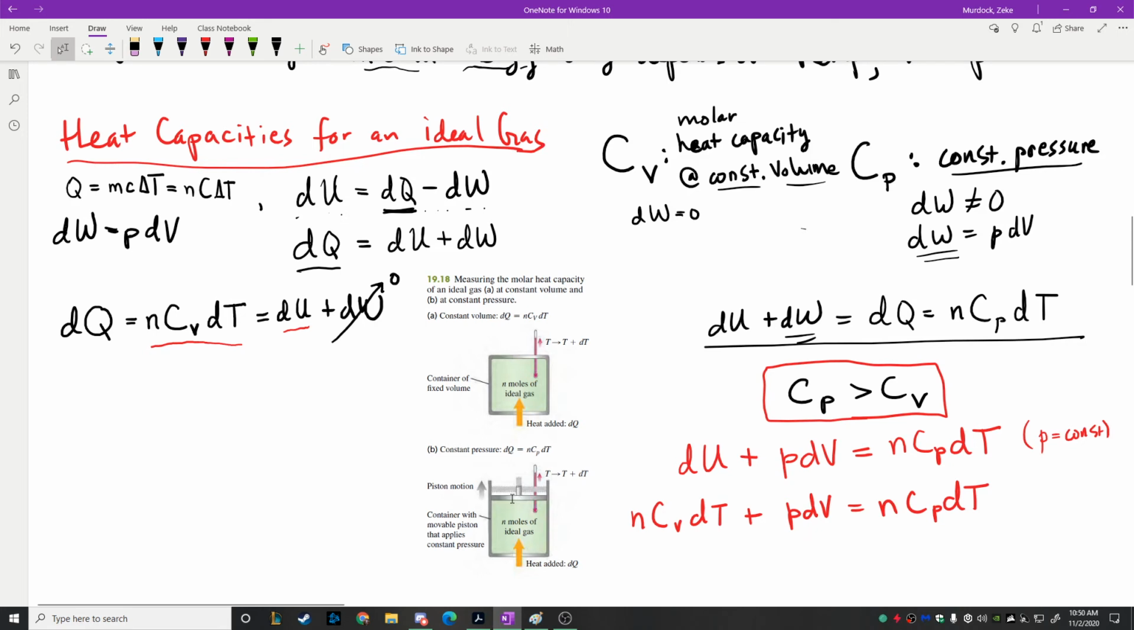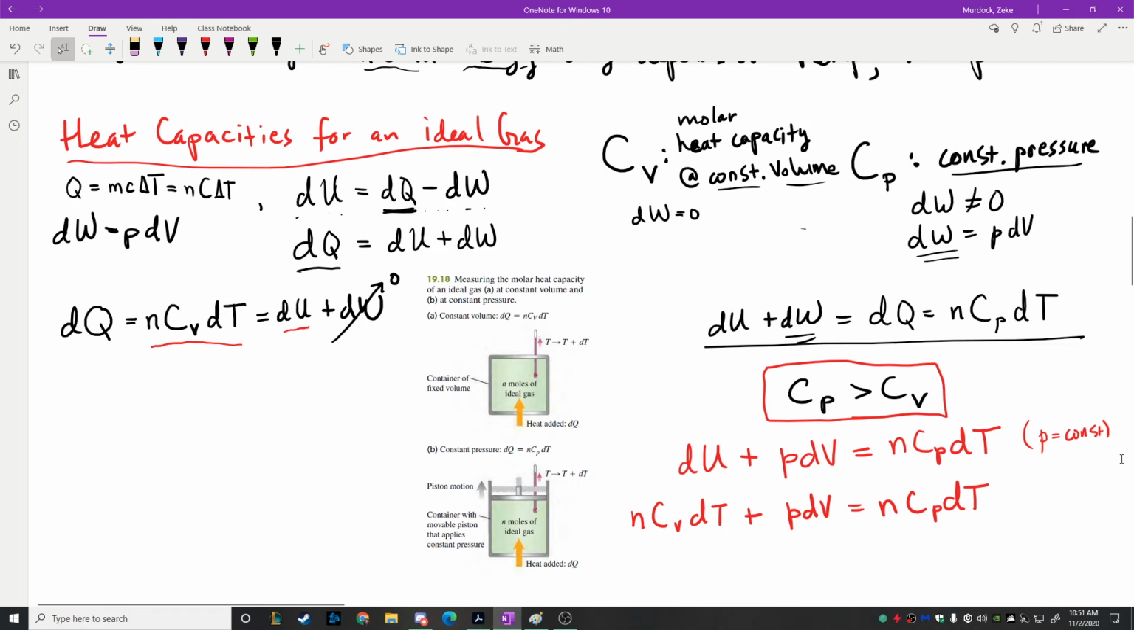For a constant pressure process, you have a container with a movable piston that applies constant pressure. You add heat, and in the end, the effect is the same. The temperature of the system changes, right? So constant volume process, constant pressure process. Now what we want to do is compare the two processes, and the one thing they have in common is that the change in temperature is the same, okay?